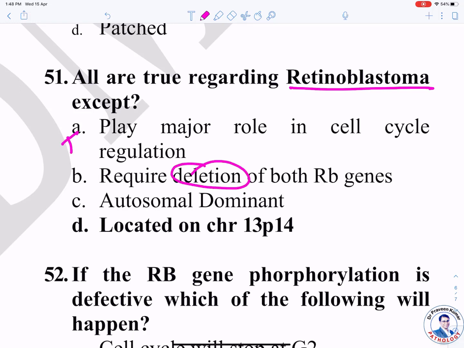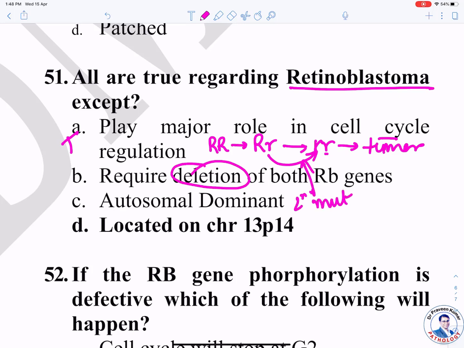Deletion of both the RB gene, yes. If you remember, small r is the condition in which can cause a tumor. Now I told you the second mutation, it was capital R, it became heterozygous, and it then became the homozygous form. So what happened? This is called as loss of heterozygosity. Remember? Now point is that this second mutation occurs only in the retinal cells, not all the cells.